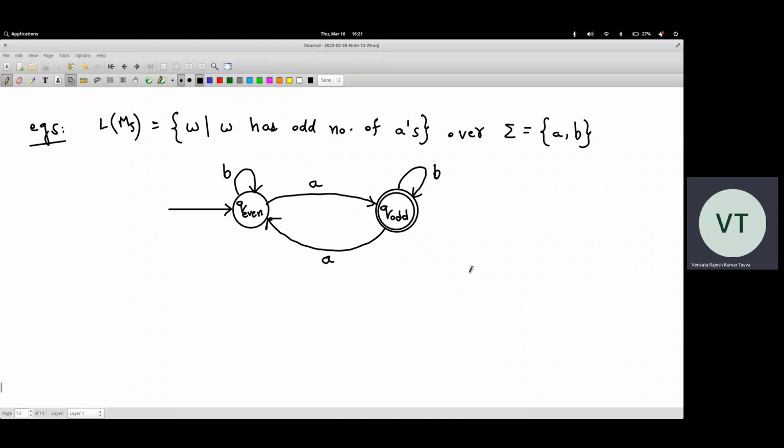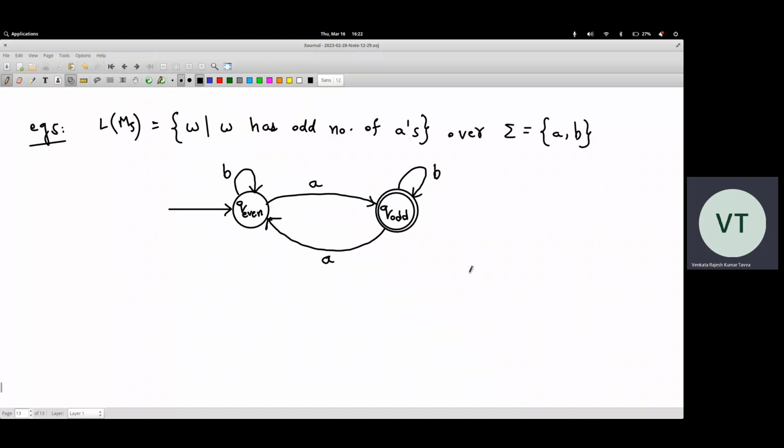If you have seen even A's, you have still seen even A's, no matter how many B's you saw. So in each of these states, you keep reading B's as and when you get them. They can come in between, in the beginning, or at the end, it doesn't matter. So all different kinds of strings will be accepted.